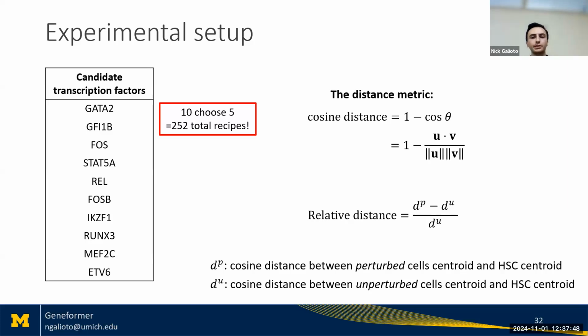And what we'll look at for the distance metric is the cosine distance. So it's defined as being 1 minus cosine of the angle between 2 vectors to see if they're pointed in the same direction or not. And then we'll normalize it to look at only the relative distance, where we look at cosine distance between the centroid of the perturbed cells and then the centroid of our target HSC cells. So for this analysis, we're only going to be looking at centroids of the cells. We have about 34,000 fibroblast cells and 20,000 HSC cells.